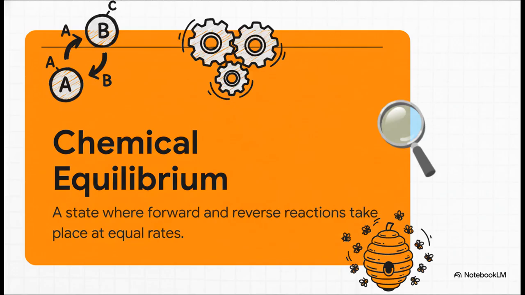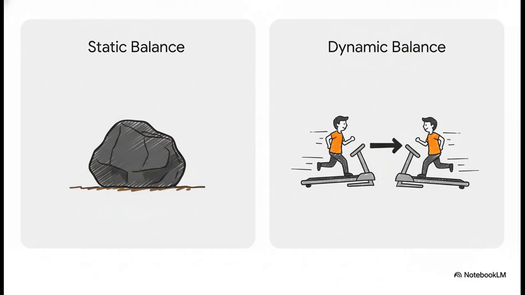From the outside, it looks like absolutely nothing is happening. But on a molecular level, man, it's a constant beehive of activity. And this is the key difference right here between static and dynamic balance. You see a rock on the ground? That's static balance. Nothing's happening, it's just sitting there. But chemical equilibrium is dynamic. It's way more like two people on treadmills walking towards each other at the exact same speed. They're both moving constantly, but the distance between them never, ever changes. That's the kind of balance we're talking about.